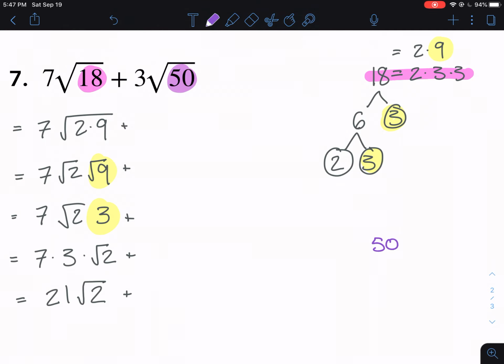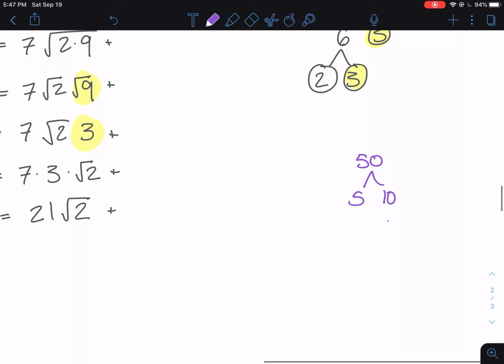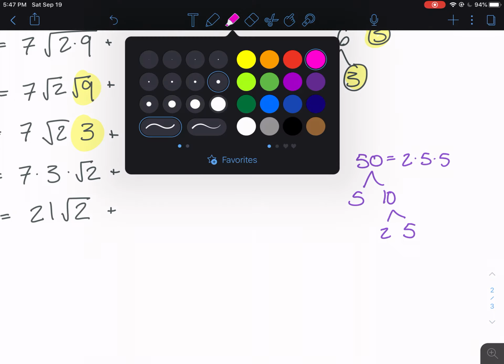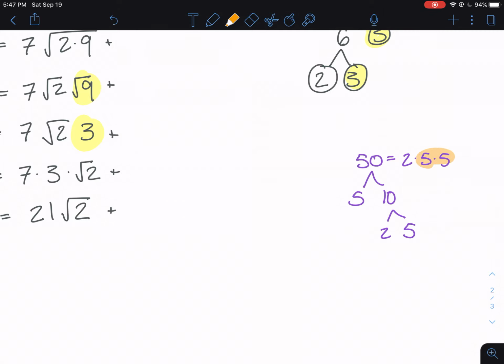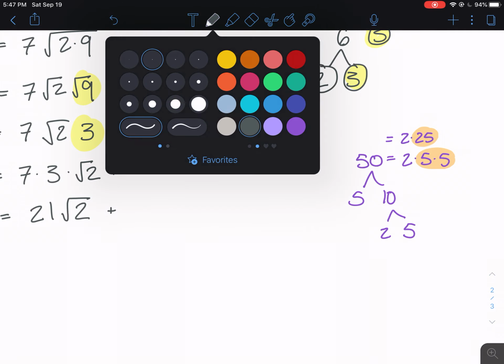Alright, 50. Let's split 50 up. 50 is 5 times 10. That's real easy. 5 we can't split up anymore. But 10 we can do 2 and 5. So 50 is 2 times 5 times 5. And 5 squared is 25. So we can also rewrite 50 as 2 times 25 because 25 is 5 squared. So that's going to be much nicer.